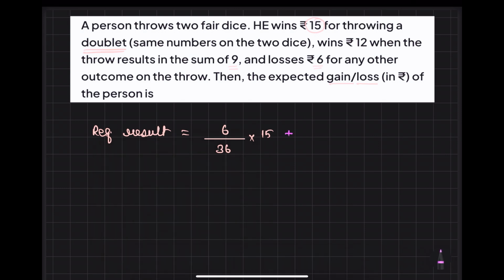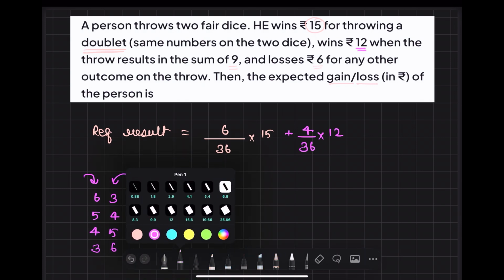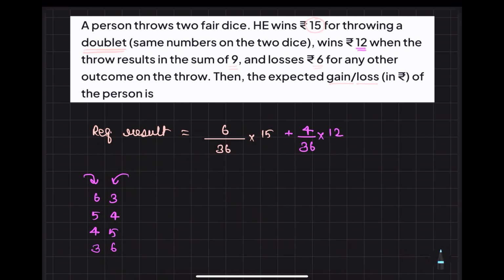Now, again he is going to win 12 rupees if he scores 9. So can I say, if he gets 6 and 3, that's 9; 5 and 4, 9; 4 and 5, 9; 3 and 6, 9. So on the first dice, this is the outcome, on the second dice, this is the outcome. So it is unique. So in 4 cases out of 36 cases, he will win 12 rupees. So this is his winning chance. Now, in the remaining cases, he is going to lose.